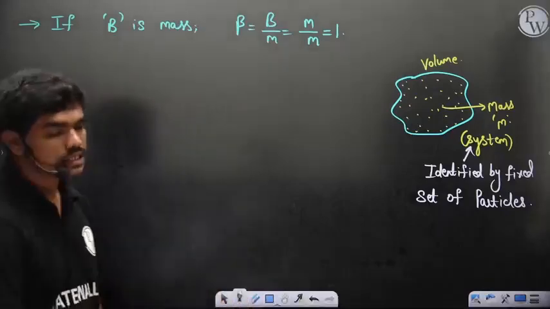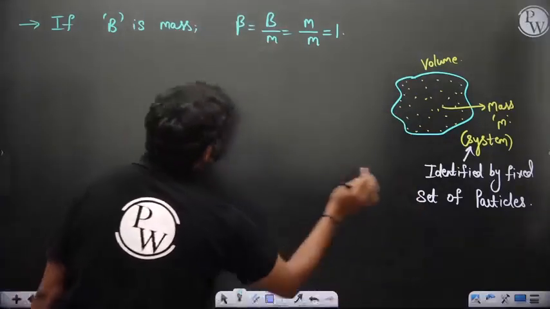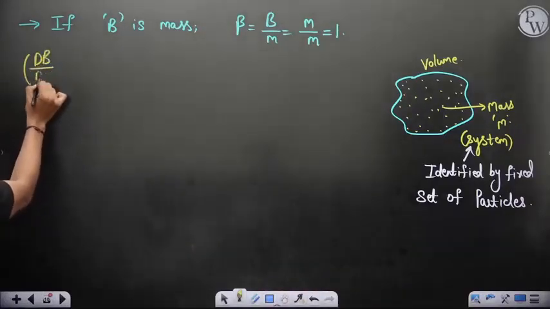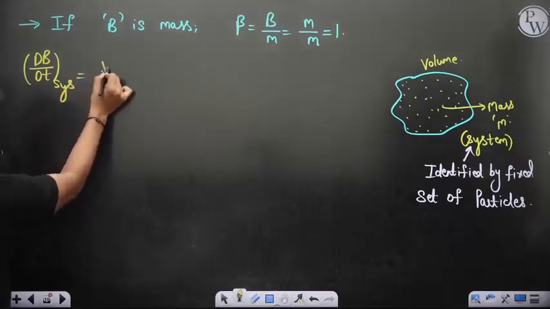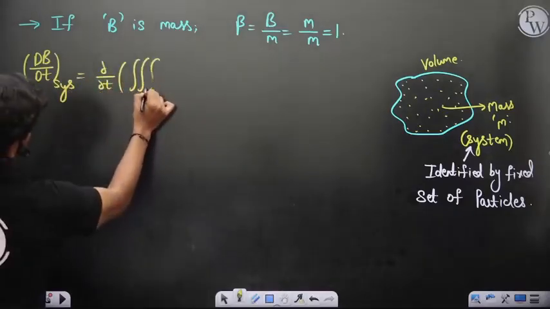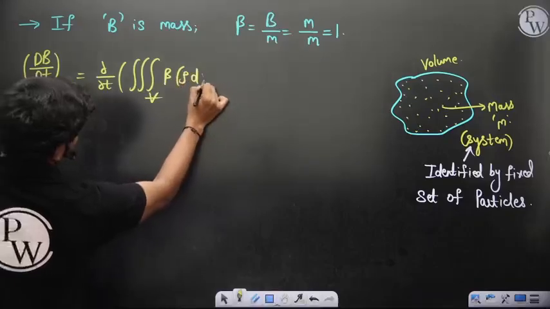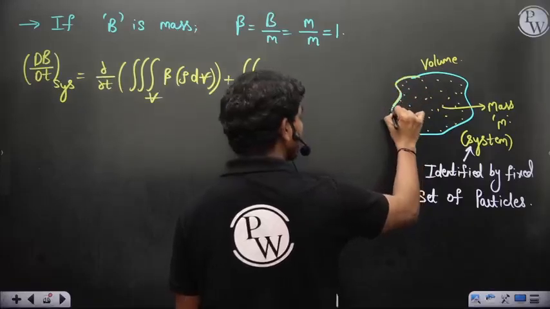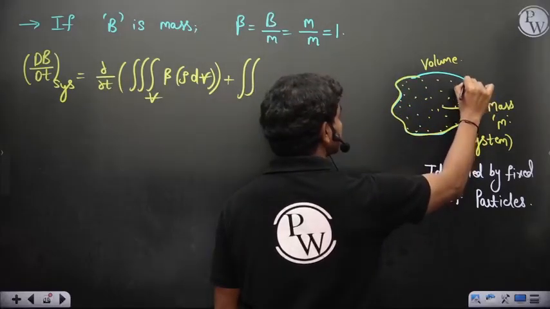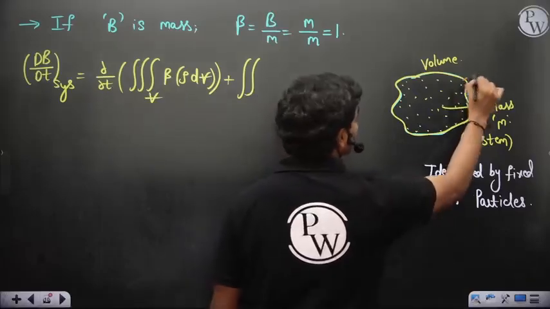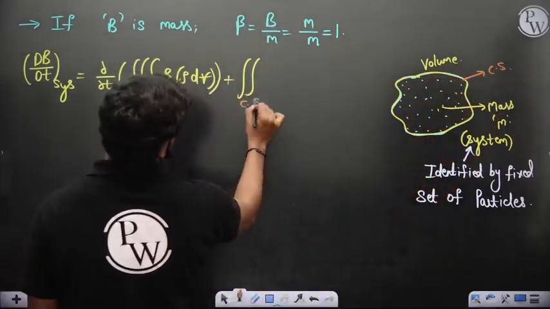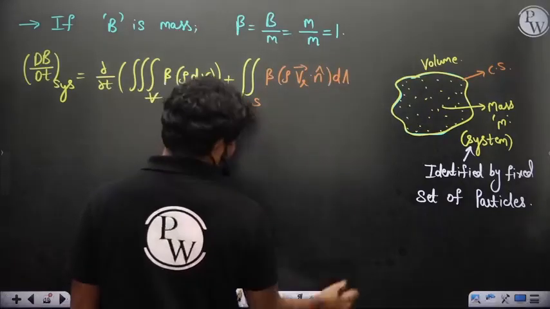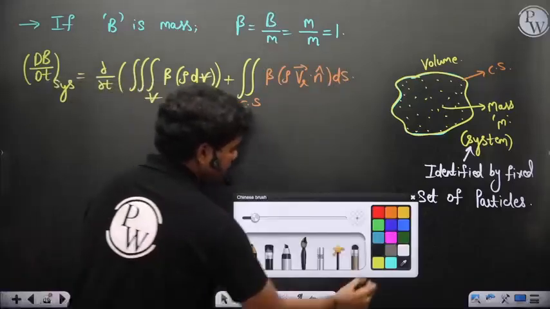Now अब देखिए, मान लो कि मैंने रेनॉल्ड्स ट्रांसपोर्ट थ्योरम का इक्वेशन लिखा था. dB by dt of system is equal to rate of change of property of the control volume plus integral. This is the control surface. Okay, so this surface bounding the volume is the control surface. ये होगा कंट्रोल सरफेस. ds or dA, anything.